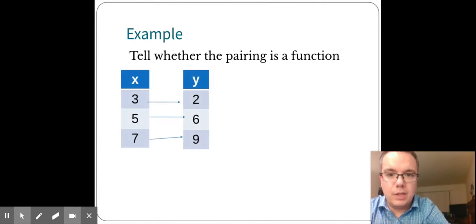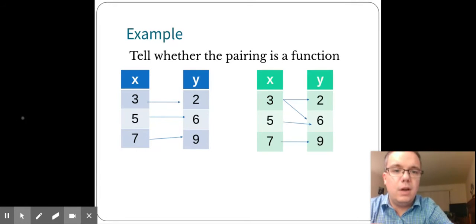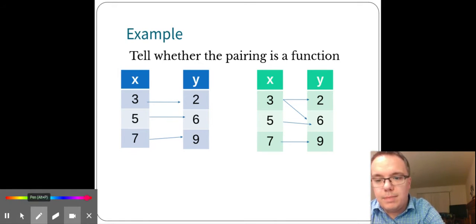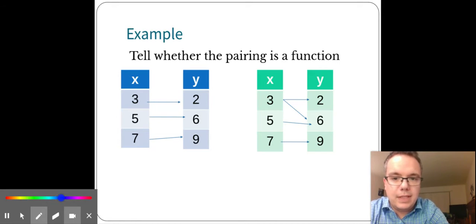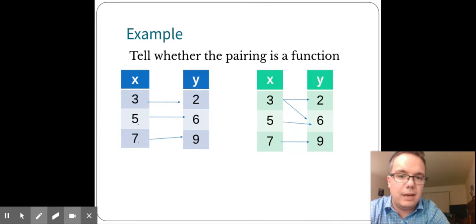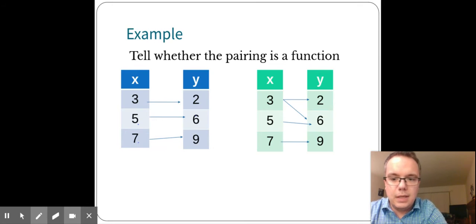All right, the next thing we're going to do is tell whether each pairing is a function. Remember, a function can't share inputs, can't share x's. So in our first example, we have 3, 5, and 7. 3 goes to 2, 5 goes to 6, 7 goes to 9. So when I put in 3 in my domain, I get out 2 in the range, 5 in the domain, 6 in the range, 7 in the domain, 9 in the range. So notice all of these x's go to different y's. So none of these x's are shared. So this is a function.